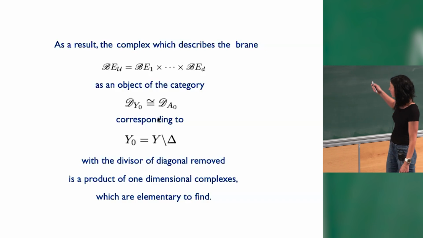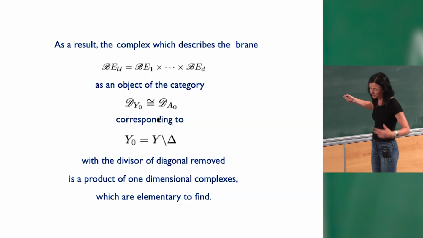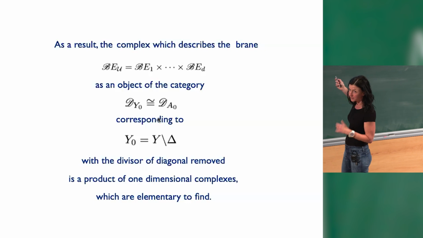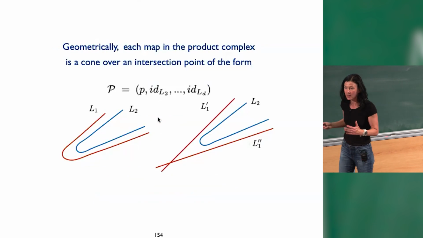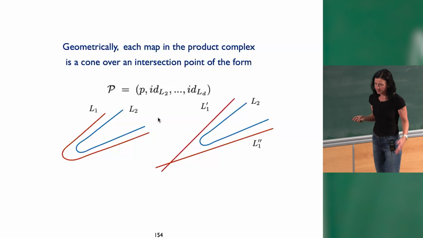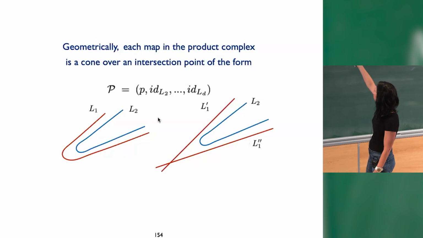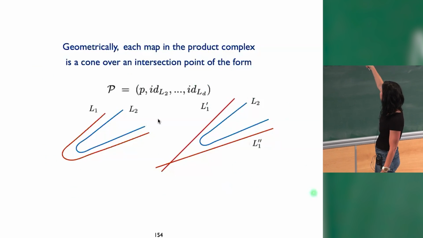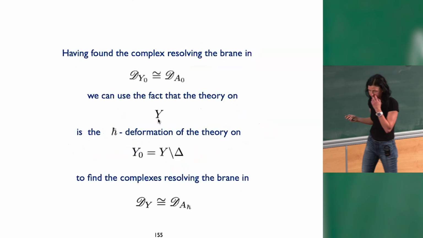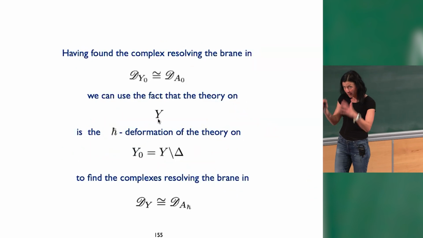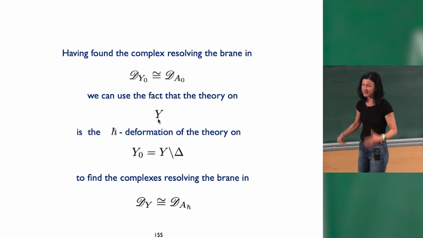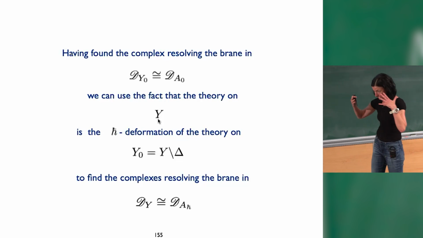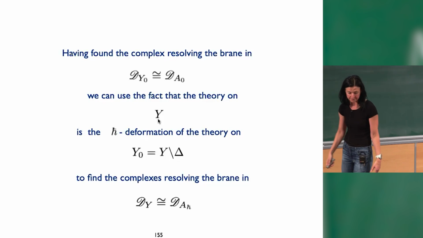Okay, and these one-dimensional complexes, which you simply deduce from the construction, are elementary to find. So geometrically, every map in the product complex is a cone over an intersection point that looks like this. Something non-trivial happens in one place, and then identity everywhere else. So in this way, the Lagrangian on the left is a cone over this kind of intersection point of branes on the right. So on Y0, which is Y with diagonal deleted, it's elementary to write down the resulting complexes because they're products of one-dimensional complexes, and it's a simple game to play.